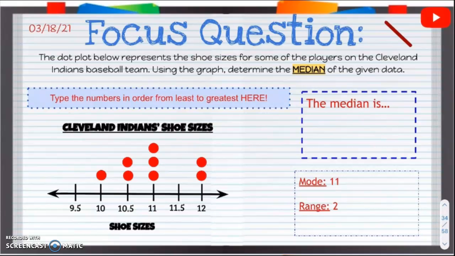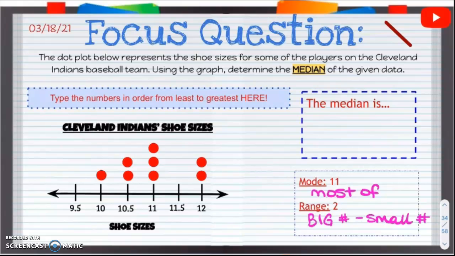Focus question. The dot plot again shows the shoe sizes for some of the players on the Cleveland Indians baseball team. We're going to use this graph and determine the median. First of all, on Monday we found the mode, which was the number that we saw the most of. The range was the biggest number minus the smallest number.